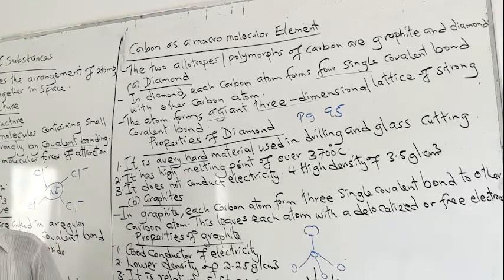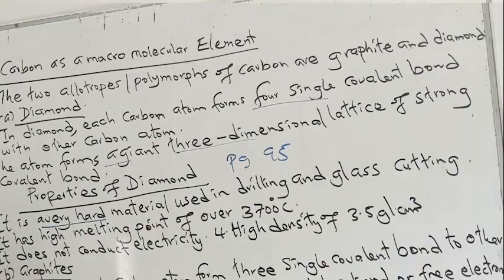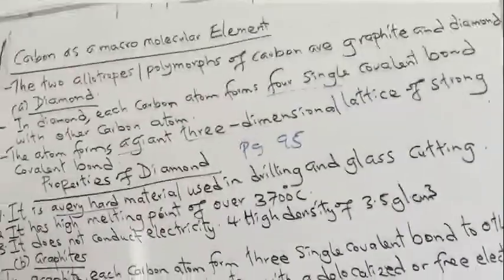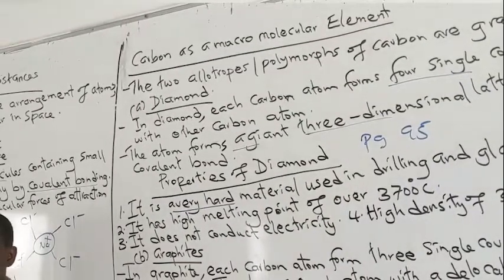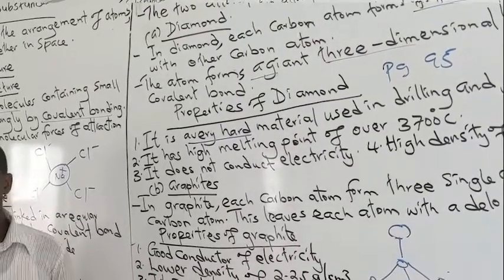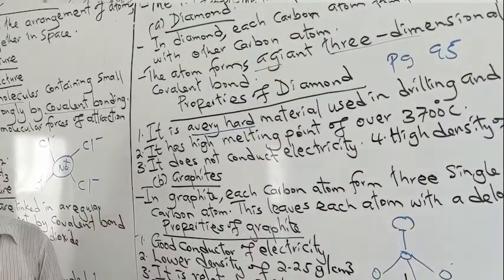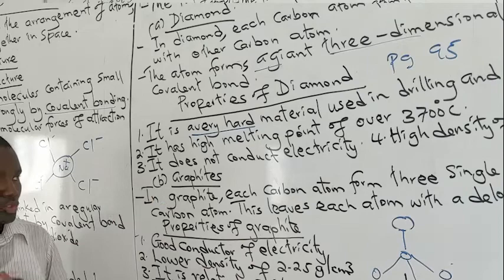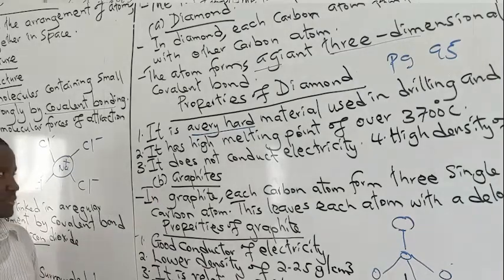Then number 3, it does not conduct electricity. Diamond does not conduct electricity simply because all the 4 valence electrons are used in the bonding. So there is none which is free or delocalized. Therefore, diamond is an example of a poor conductor of electricity because the electrons are not free to move within the structure.